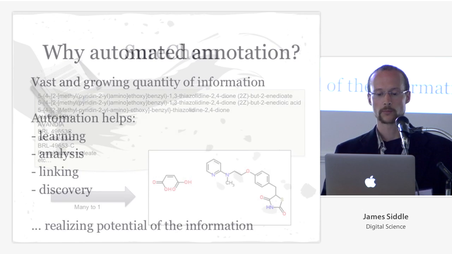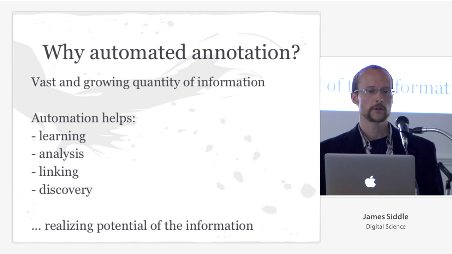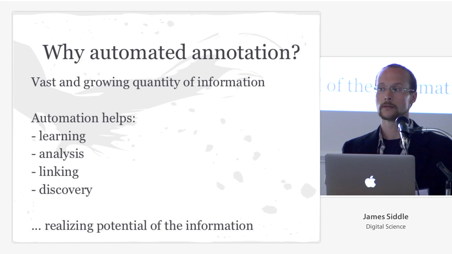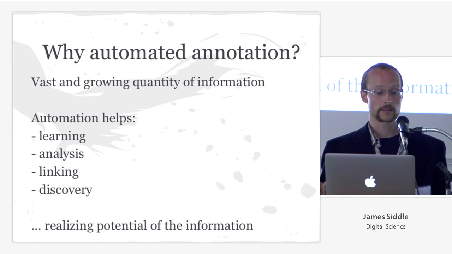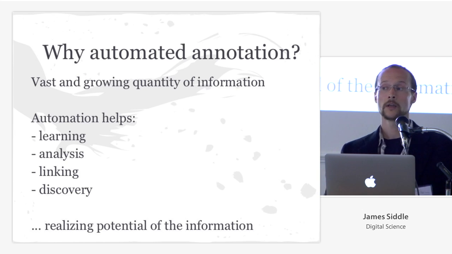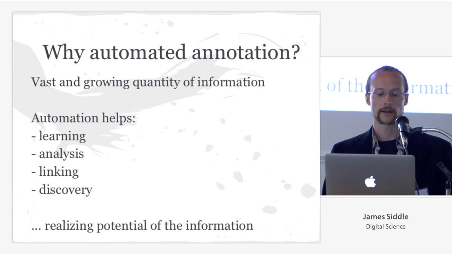So a very simple starting point. First of all, what is automated annotation? For the purposes of this presentation, I'm going to define it as the automated detection, classification, and disambiguation of things in stuff. The examples that I'm most familiar with are that of chemistry, so chemical names and structures, which we find in patent documents and in associated images. But in theory, any type of thing can be detected and identified.